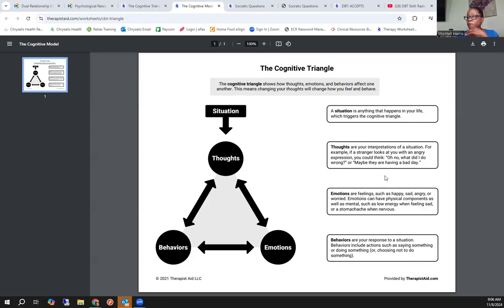The thoughts are our interpretation of the situation. So, what did I do wrong? Maybe they're having a bad day. You look at other possible reasons as to why a person did or said or acted the way they did. So you try to give them the benefit of the doubt, basically, right?